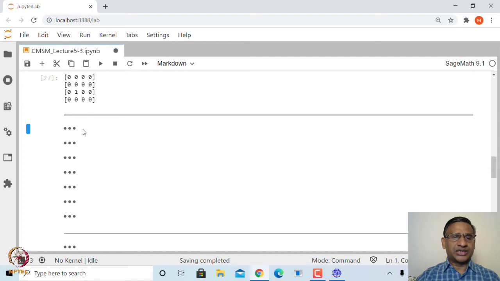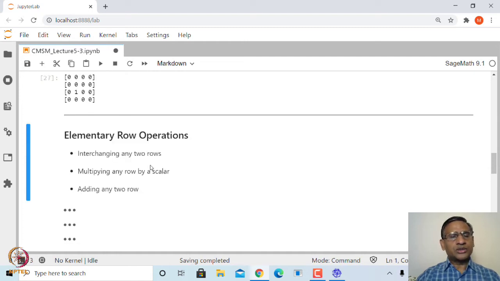Now, when you want to solve a system of linear equations, you must have seen that in order to solve it, we generally do some kind of row operations. There are 3 row operations which leave the solution unchanged. What are they? You can interchange any 2 rows, which is the same as interchanging any 2 equations. When you interchange any 2 linear equations, the solution does not change. You can multiply any equation by a scalar, and again the solution does not change, or you can add any 2 rows.